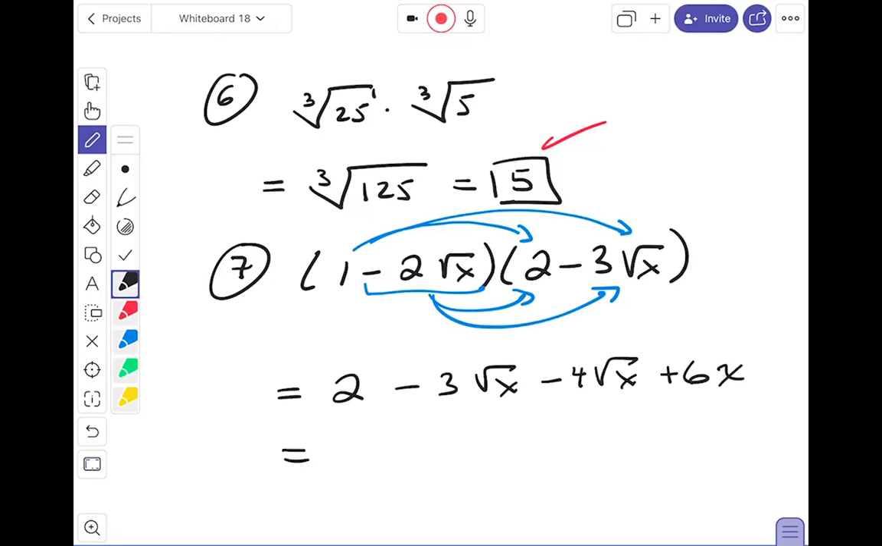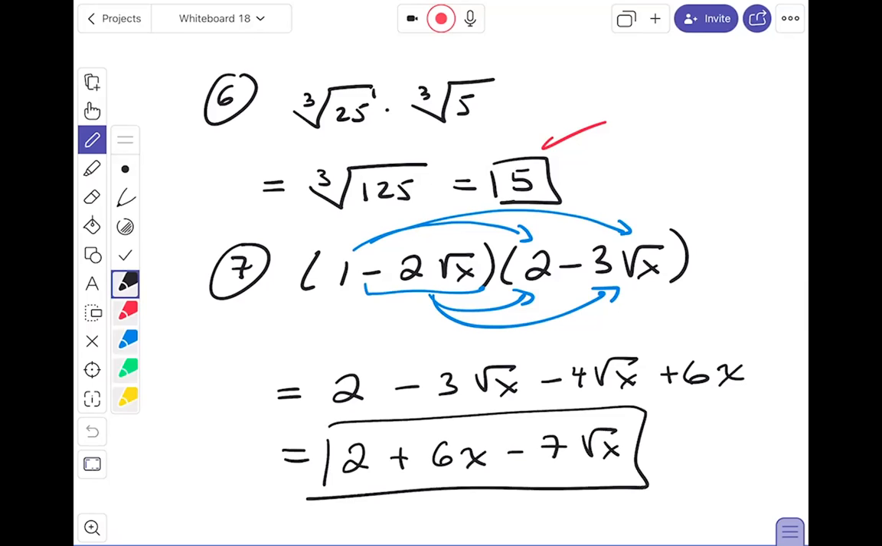Let's write down what I'm seeing. I'm seeing 2 plus 6x, and then the two internal terms combined together. And what do you get? Minus 7 root x. Put a box in that. I'm going to get my red pen out and look at their answer. 2 plus 6x minus 7 root x. Let's go to number 8.